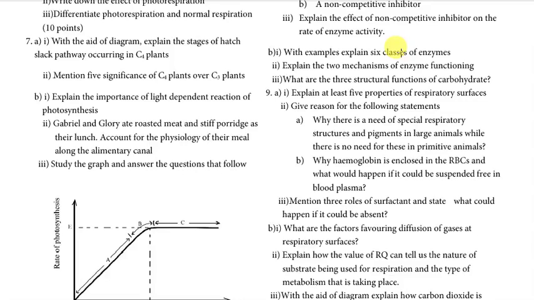I know it is one of the questions you may find in the BS or in your understanding. We have 6 classes of enzymes which you need to know, and the enzymes are classified according to their functions. You need to know the 6 classes of enzymes. And then Roman 2: explain 2 mechanisms of enzyme function. What are the 3 structural functions of carbohydrate? All of these are things that are in my notes.